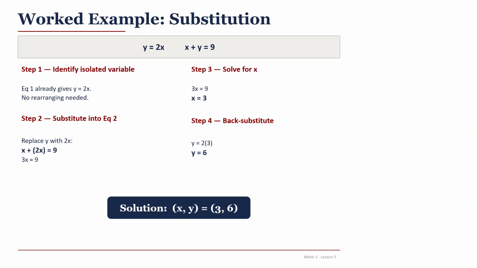Step 3. Back substitute into the first equation. Y equals 2 times 3, which gives us y equals 6. The solution is the point 3, 6. You can verify by plugging back into both equations. In the first equation, 6 equals 2 times 3. Check. In the second equation, 3 plus 6 equals 9. Check. Both equations are satisfied.